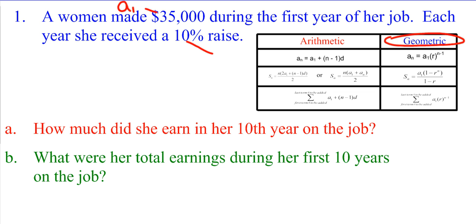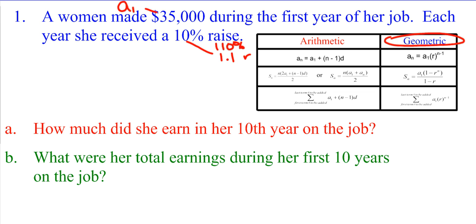So if you think about a 10% raise, that means that you're making 100% of what you made before, plus an additional 10%. So to calculate her year-to-year increase, you would have to take the 100% of what she made before, plus an extra 10%. So that's really 110%. So that's 1.1 as a decimal. So 1.1 is her R. Okay, so that's our information.